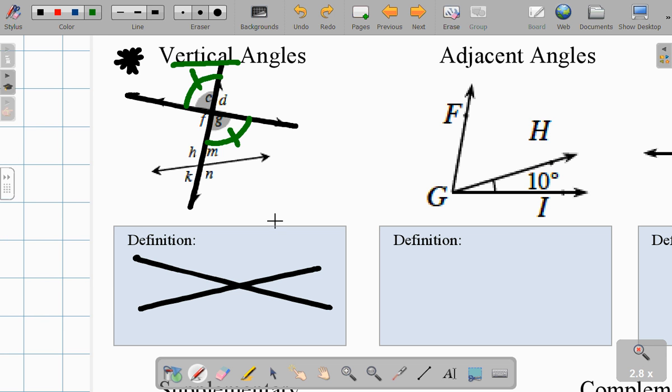What's super important about vertical angles, notice the hatch marks. They're exactly equal, so watch out for them. So anytime you have two straight lines crossing, you will see vertical angles. I also call them bow ties. Okay, or whatever. They look like two V's back to back.